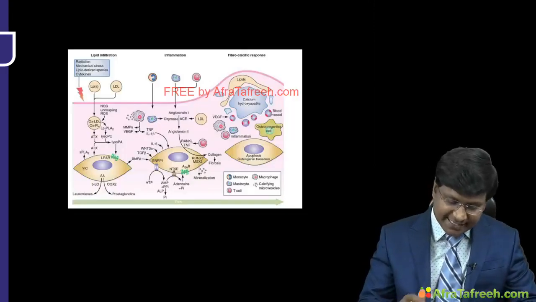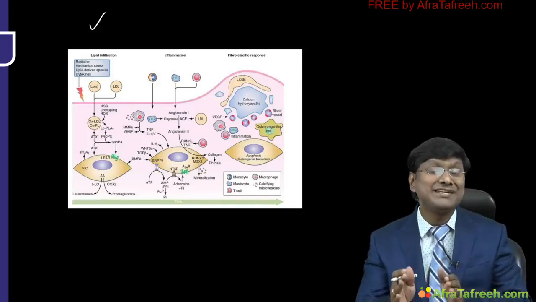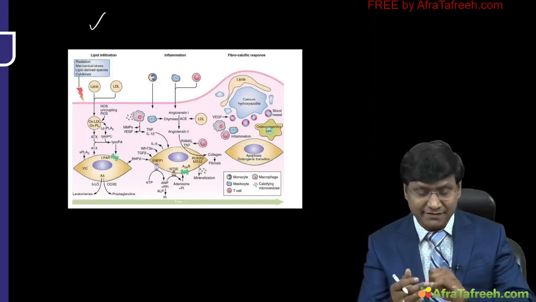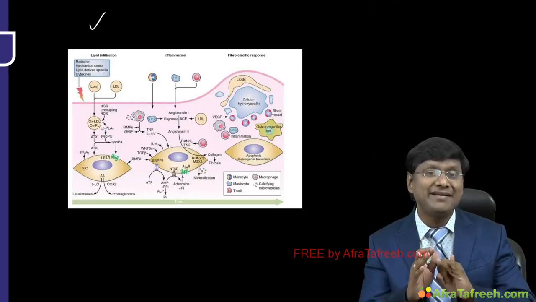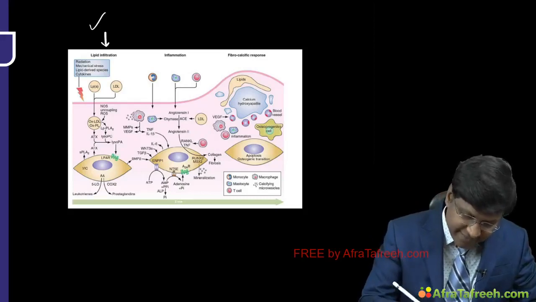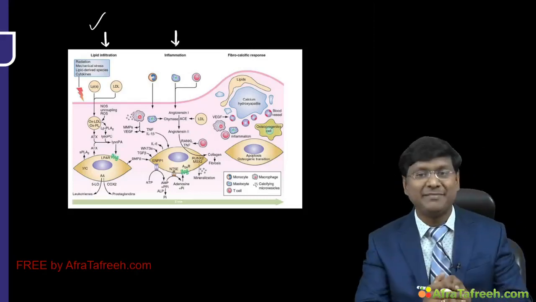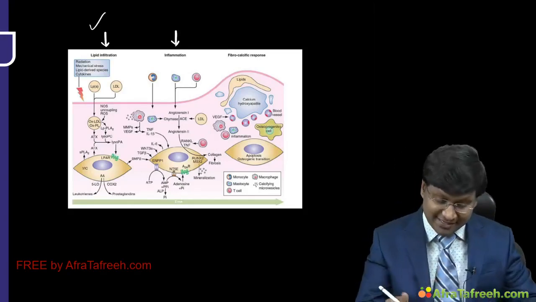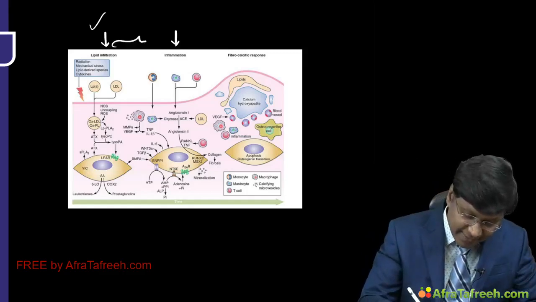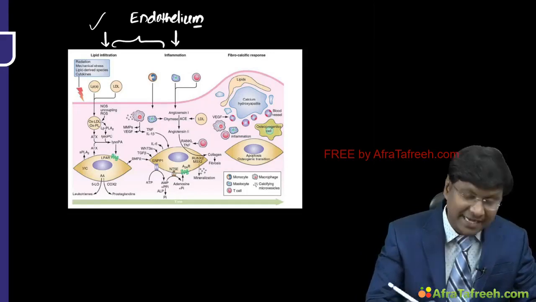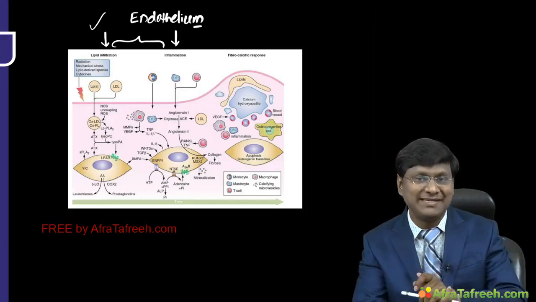And this particular slide gives you the pathogenesis of calcific aortic stenosis. So first and foremost, what will you observe? Lipid and inflammatory cell infiltration. You see there is lipid infiltration as well as inflammation. Lipid and inflammatory cell infiltration will occur across the damaged endothelium.